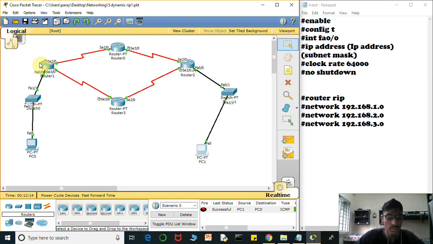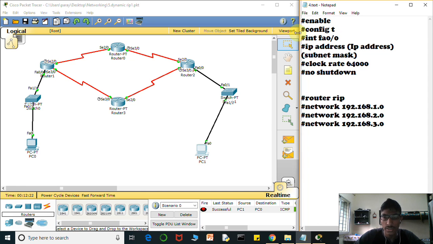Now to configure the router I've used the following commands which are given here. To configure an interface I have given enable, then the config terminal command, and I have chosen the interface, for example int fa0/0, which is this interface of this router. Then I have given the command ip address, then the IP address that I want and its subnet mask. And if there is a clock symbol in the router, then I have given the command clock rate 64000, then no shutdown. Similarly, I have assigned IP addresses to all the three interfaces of these routers.